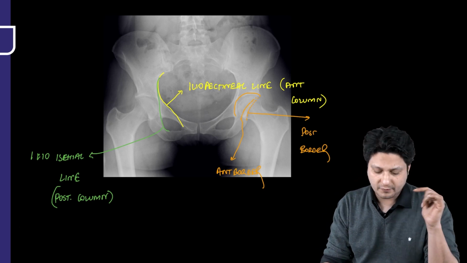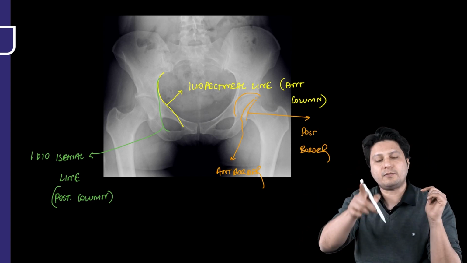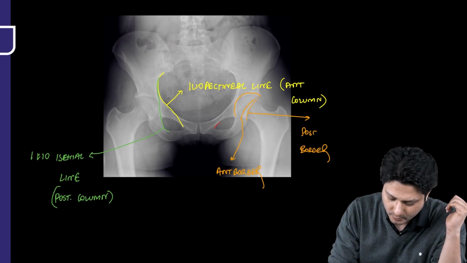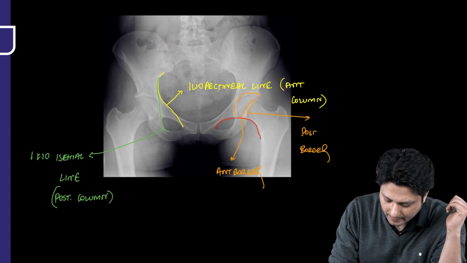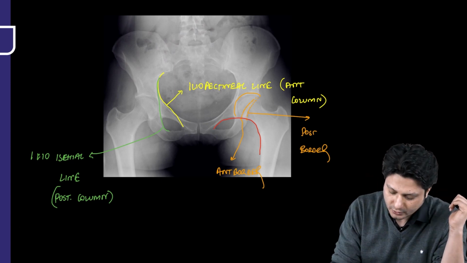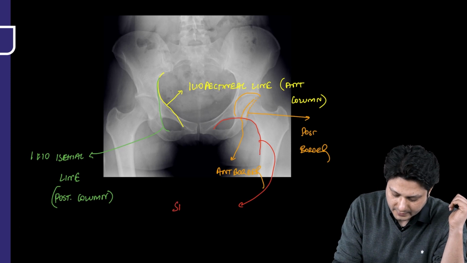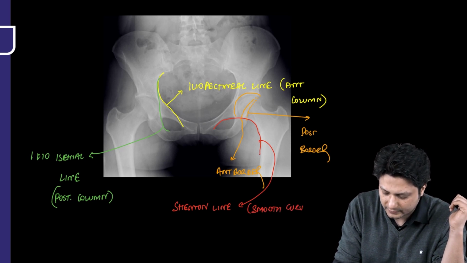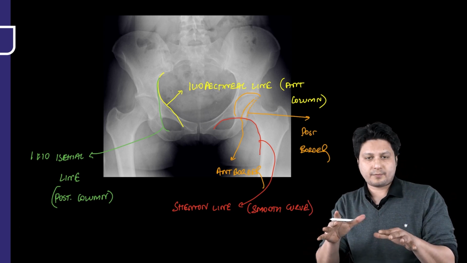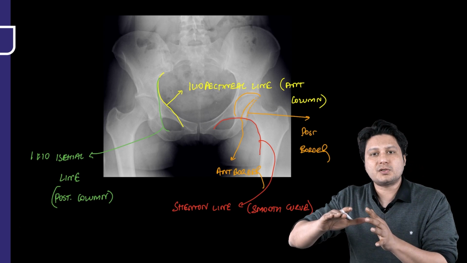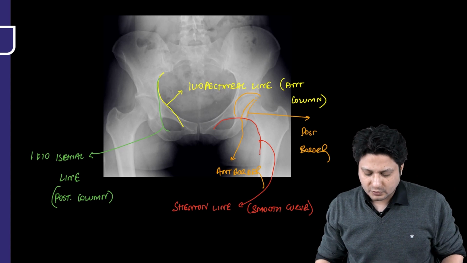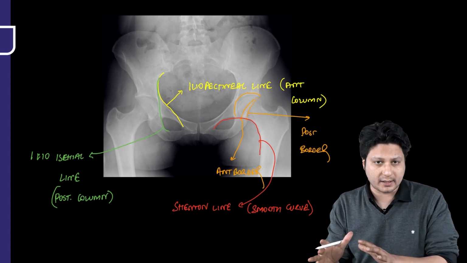There is another line of significance, and that is Shenton's line, which is an imaginary line drawn on the pelvis, including both hips X-ray, starting from the inferior border of the superior pubic ramus and extending all the way up to the medial border of the proximal femur, this one. The significance of Shenton's line is that normally it is a smooth curve. In case of a normal hip, it is a smooth curve. If this line is broken, then it signifies that there is some pathology at the level of that affected hip.